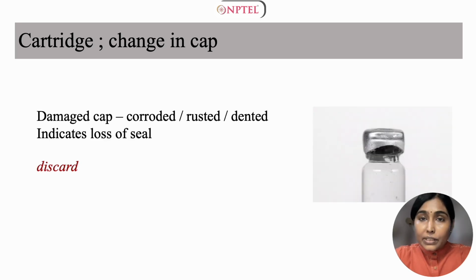This is very obvious. A cap that shows any damage, either corroded or rusted or appears dented, is definitely an indication to discard the cartridge. It just indicates that the hermetic seal that the cap creates when it fits over the neck of the tube may be compromised and affect the sterility of the anesthetic solution.